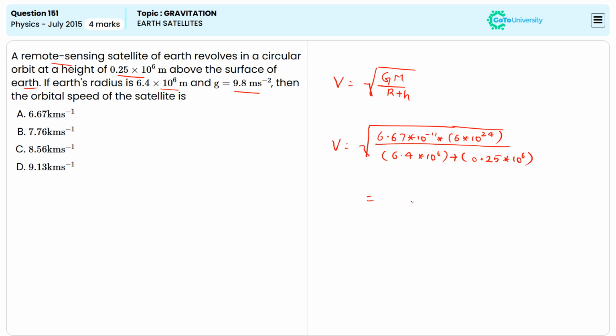By simplifying, we get the answer 7.76 kilometers per second. Then option B is the right answer.